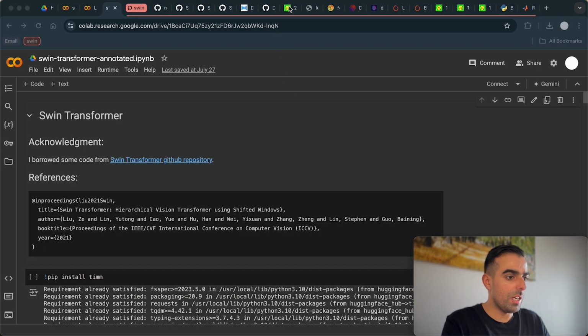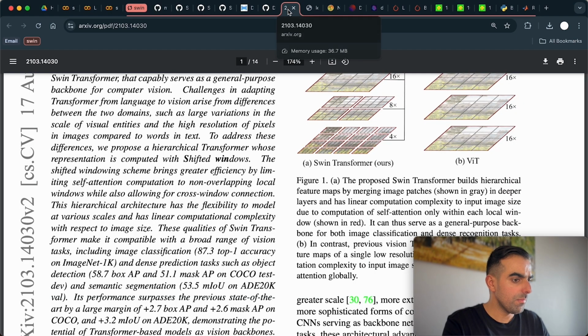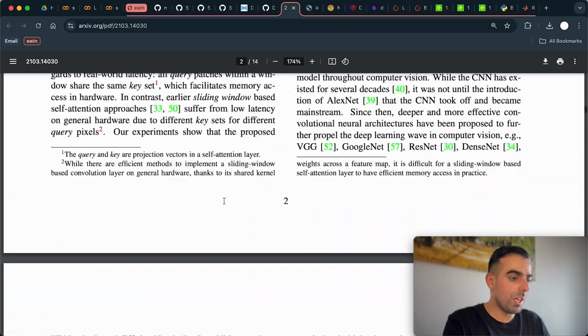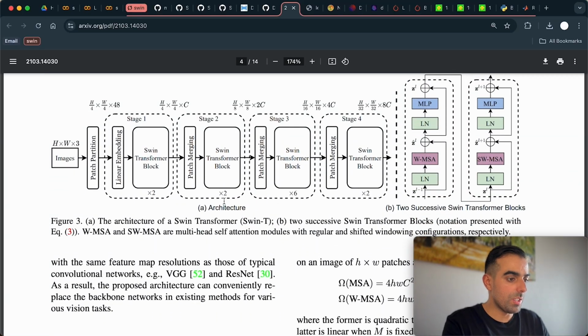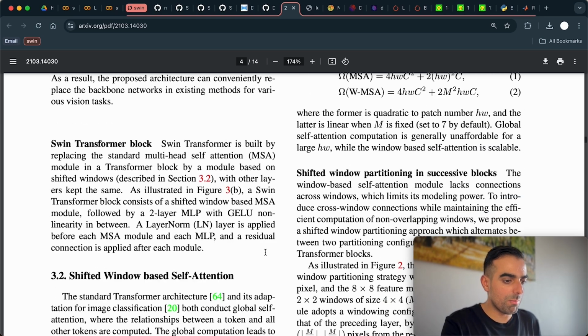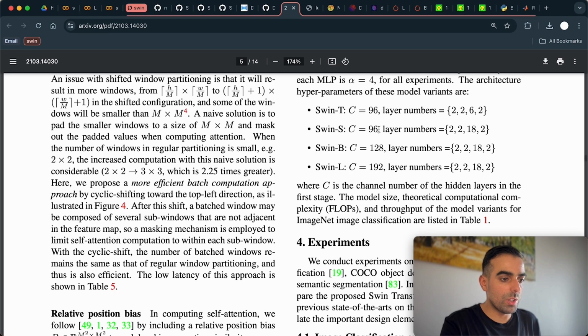Just to have an idea about Swin Transformer, let's look at the architecture. This architecture here. It can come in different architectures. They basically discussed different architectures here.